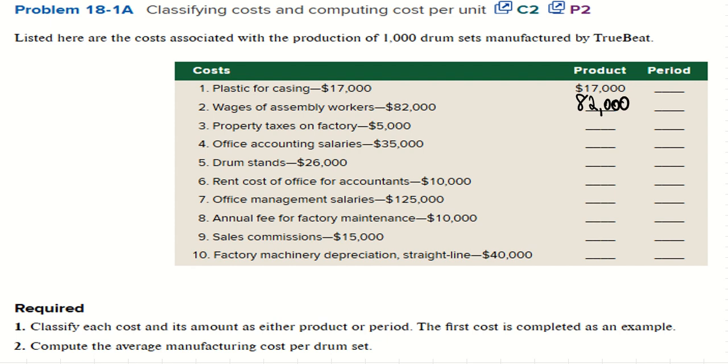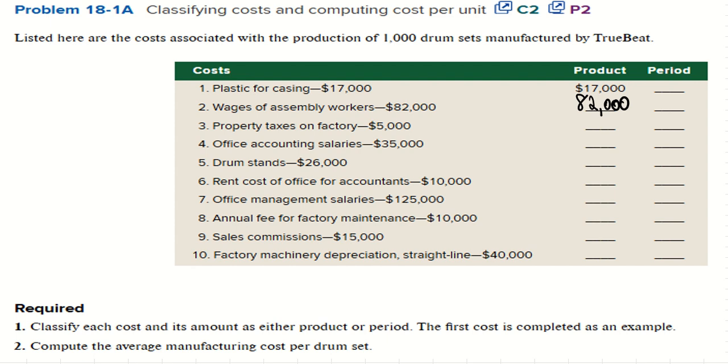The reason it is a product cost is because wages of assembly workers are classified as direct labor, and direct labor is associated with the product, which makes it a product cost. The assembly workers are directly involved with producing the drum set. They are hands-on in the production process.